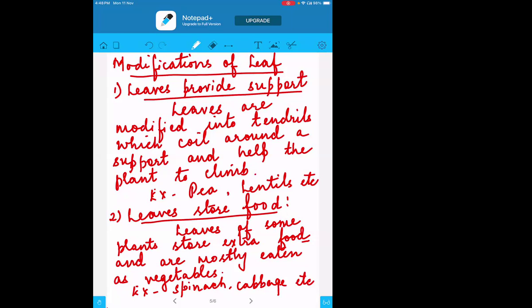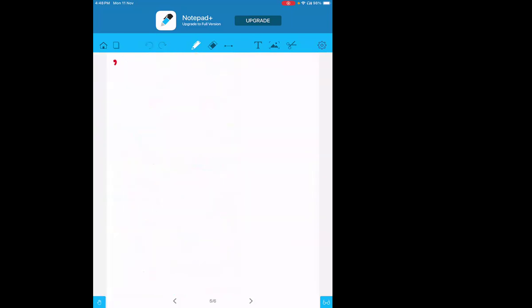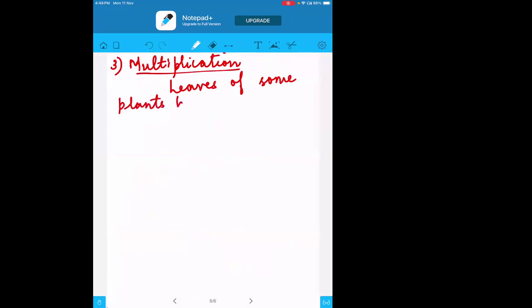Then the third one, multiplication. It means to increase the number of that particular plant. An example is Bryophyllum, very good guess. So as to increase the number, what happens? The buds will be growing on the surface of the leaves. So leaves of some plants have buds that can grow into new plants.